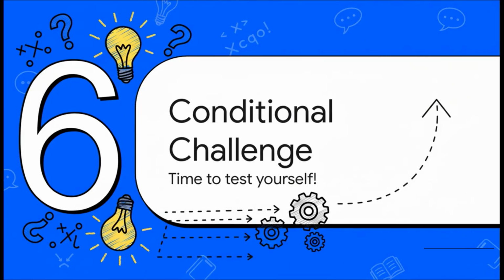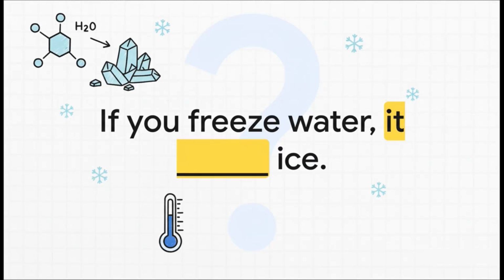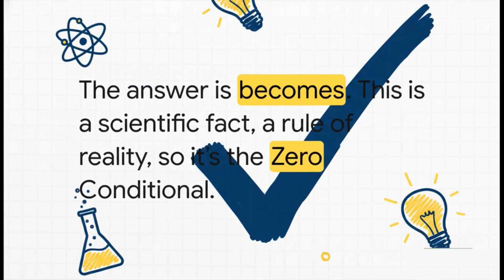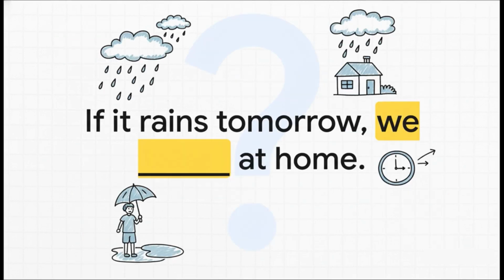All right, you've seen the rules, you've seen the examples. Feeling confident? Let's find out. Time to put that new knowledge to the test with a quick challenge. You ready? Okay, first one. If you freeze water, it blank ice. What do you think? What's the missing word? The answer is becomes. This is a scientific fact, a rule of reality. So that's a job for the zero conditional. Easy peasy.